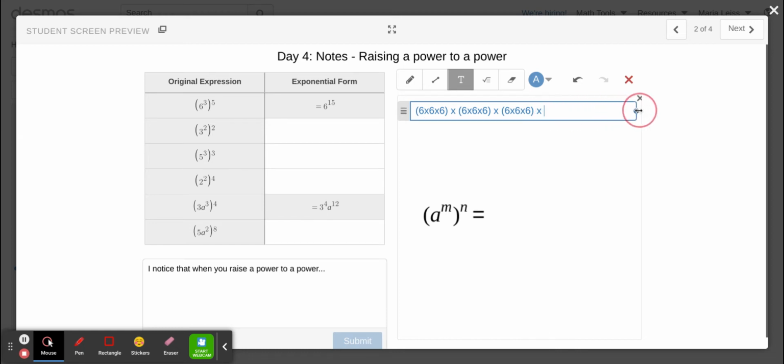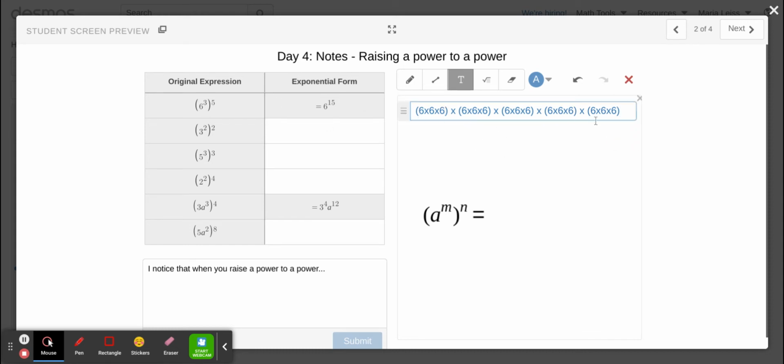Let me bring my thing over. Hopefully it lets me fit it all in. Times 6 times 6 times 6 times, that's 1, 2, 3, 4. One more time. 6 times 6 times 6. So if I were to expand that and write this all out, spread out, this is what I would get.